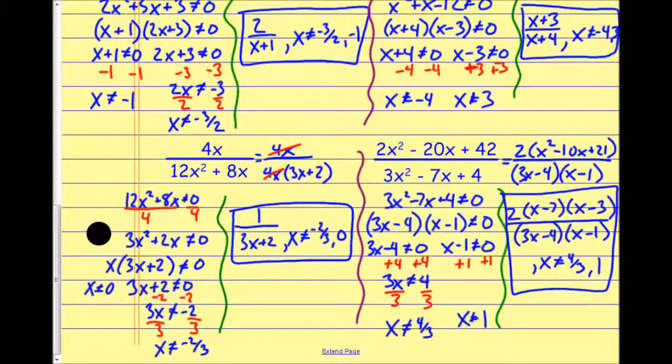Okay? So again, list your restrictions, what x can't be based on the denominator, then factor everything completely, and then cancel out any common factors.